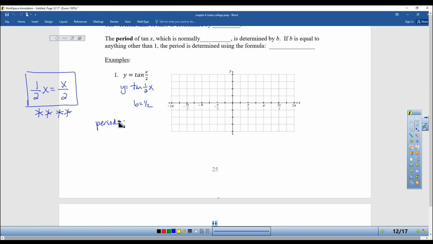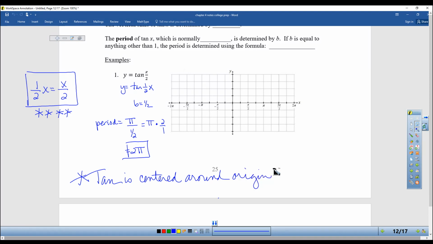So my period is going to be pi, not 2 pi, over the 1/2. I flip and I multiply. Pi times, instead of divide, 2 over 1, and I get a period of 2 pi. Okay, here's the big difference. Tangent is centered around the origin.